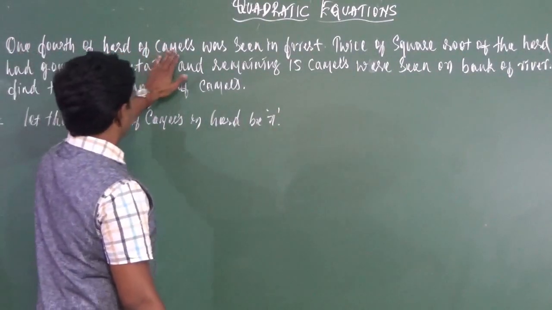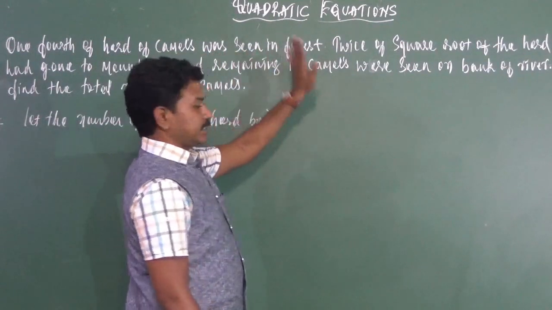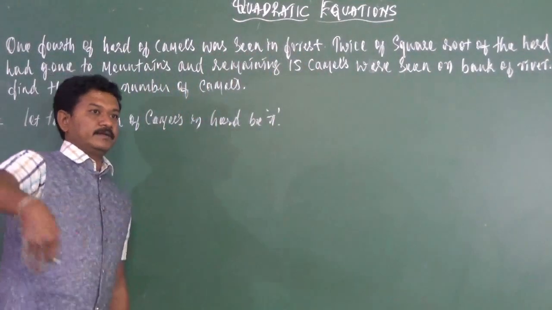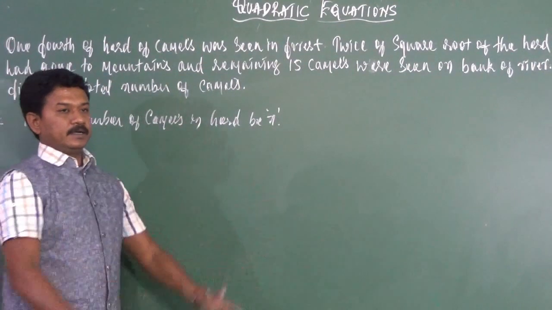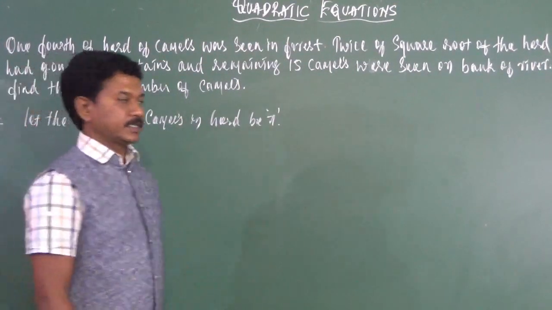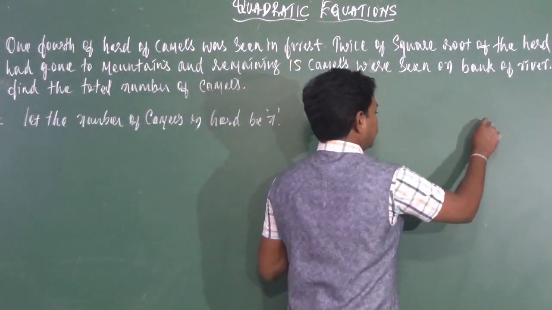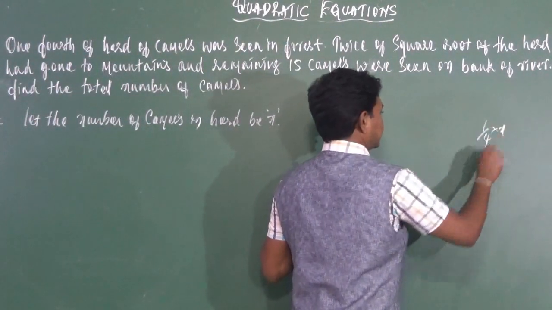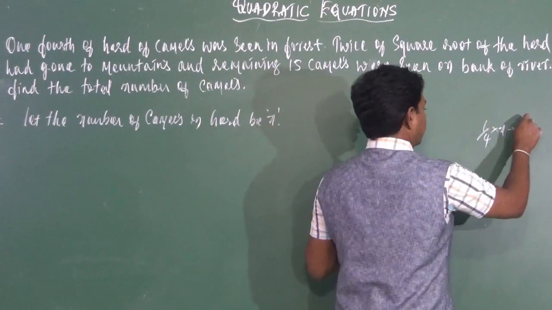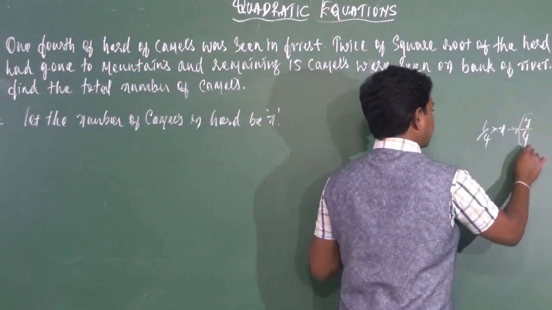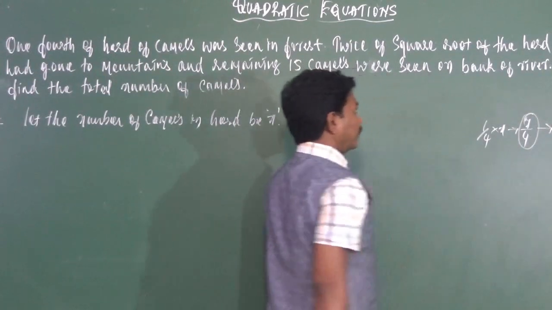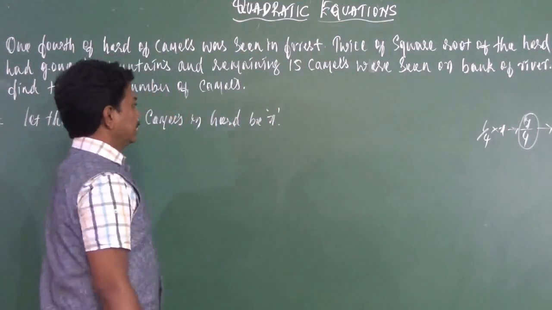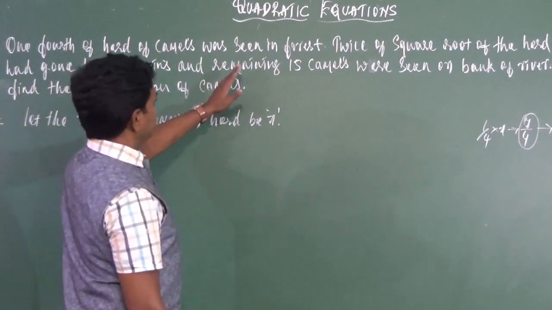1/4 of the herd of camels was seen in the forest. So in the entire herd of camels, 1/4 part of the camels were seen in the forest. That can be written as 1/4 into X. So X by 4 part of the camels were seen in the forest. Nice. Next part of the problem.